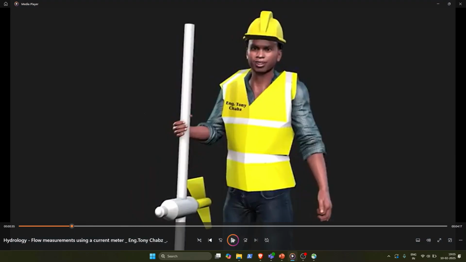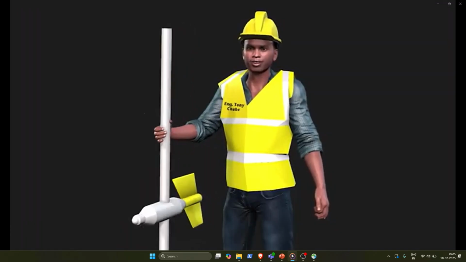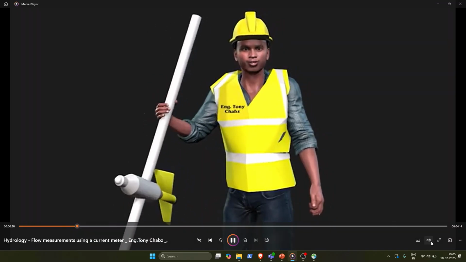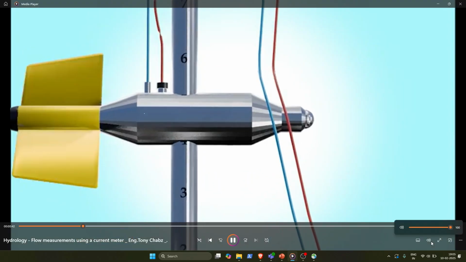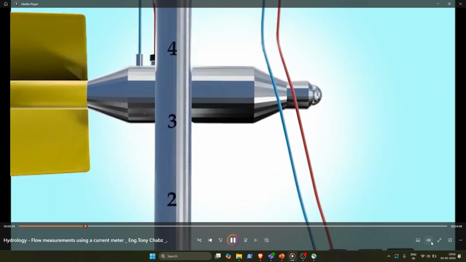Present to you, engineer is there. The mechanical current meter and how it works. The basic parts of a current meter are: number one, the rod.